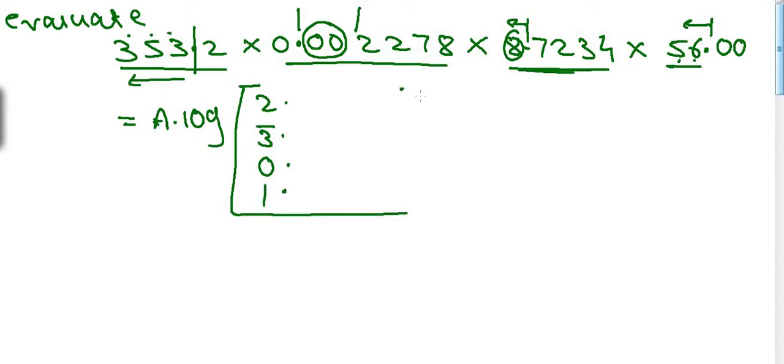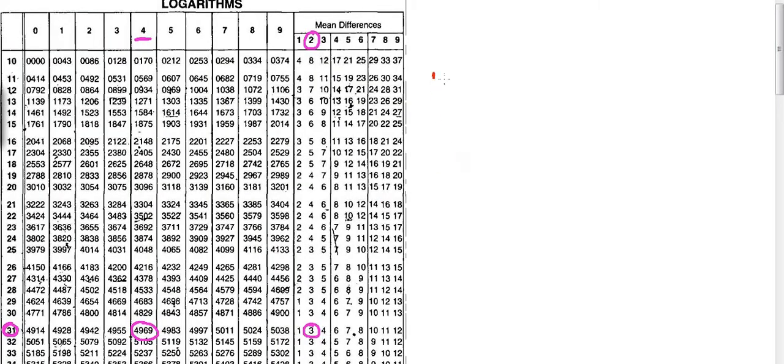Now let us find the logs. Actually, we are calculating the mantissa now. Half the work is done in calculating the characteristic. Now we'll find the mantissa using the log table. Let us find the log of 353.2.